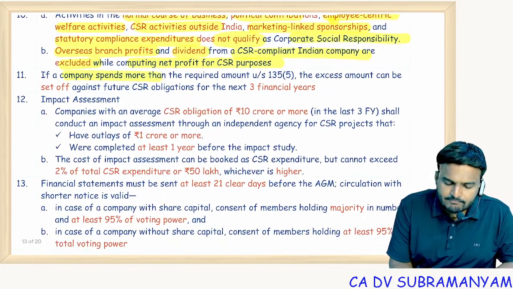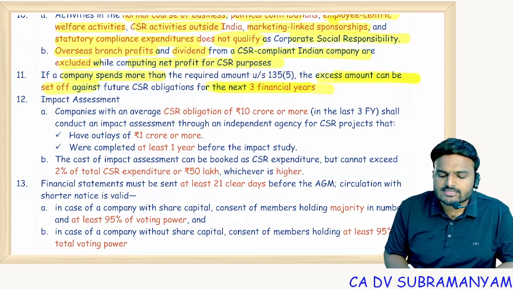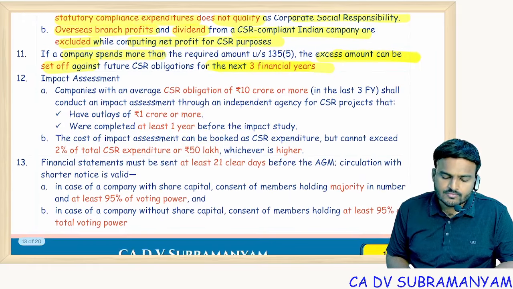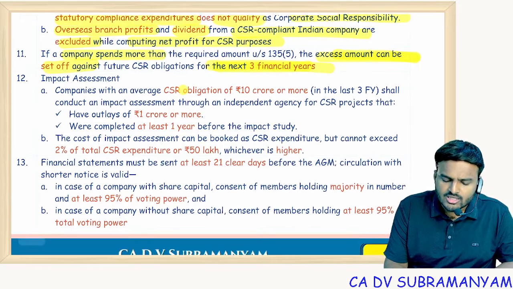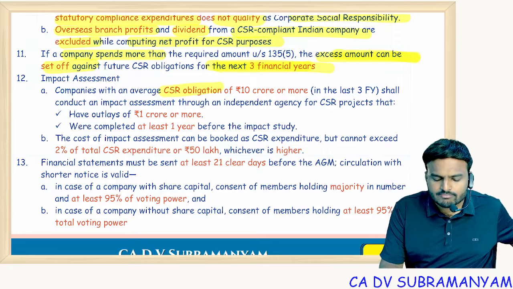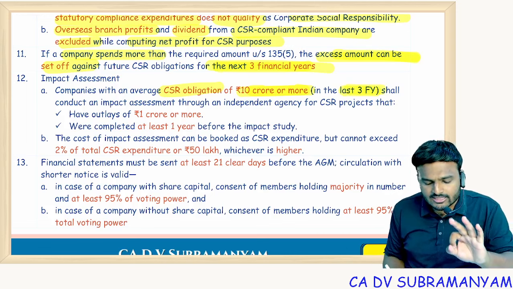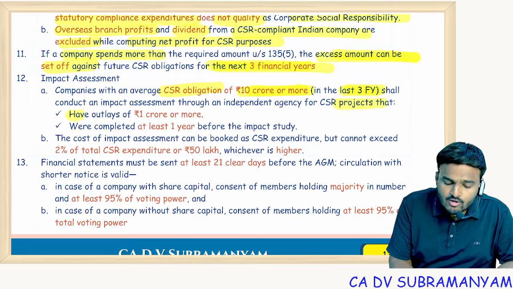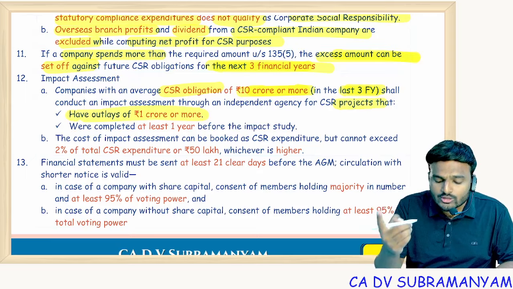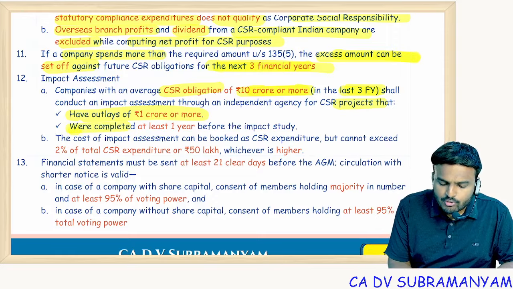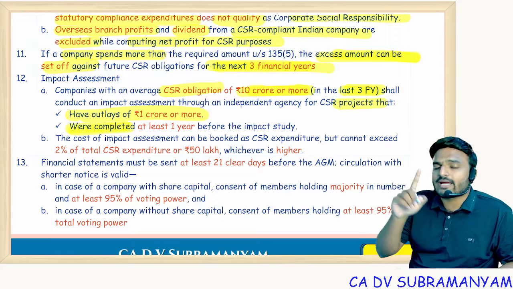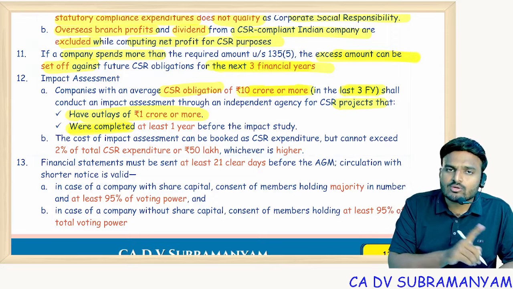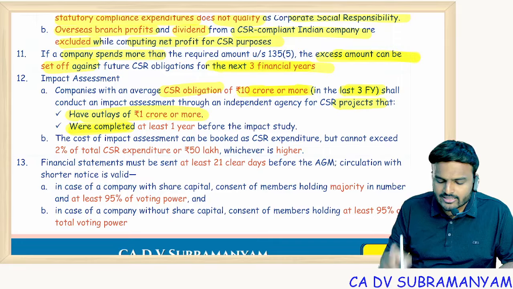Next, if company spends more than required amount, the excess amount can be set off in the next 3 financial years. Impact assessment, remember, impact assessment is applicable to those companies who are having CSR obligation of 10 crores or more in the last 3 financial years, and impact assessment will be carried out on the projects where 1 crore or more outlay is there, and the project was completed 1 year back of impact assessment study. 1 year back only the project was completed. Now you can conduct impact assessment.